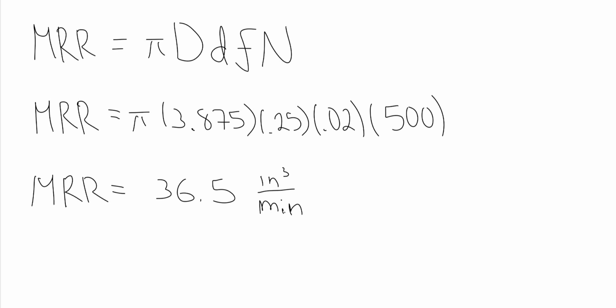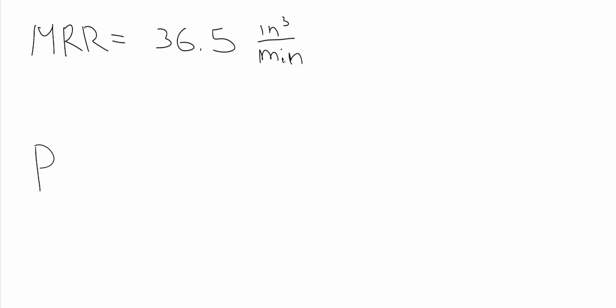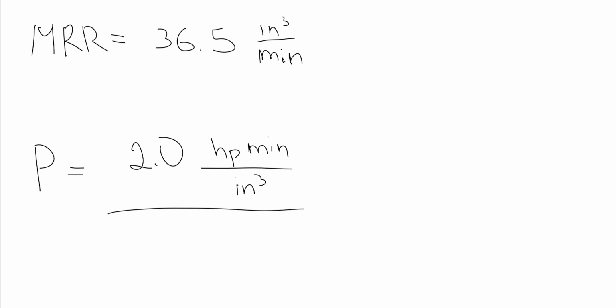Now, the problem statement actually doesn't want material removal rate. It wants the horsepower to be able to do this. And in order to do that, we need to use the following formula. So power is equal to the power needed to remove such material. And if we go back to table 8.3, the energy requirement for cast iron is 2.0. The unit for this is horsepower multiplied by minute over cubic inch. And that's going to be over our material removal rate that we calculated.